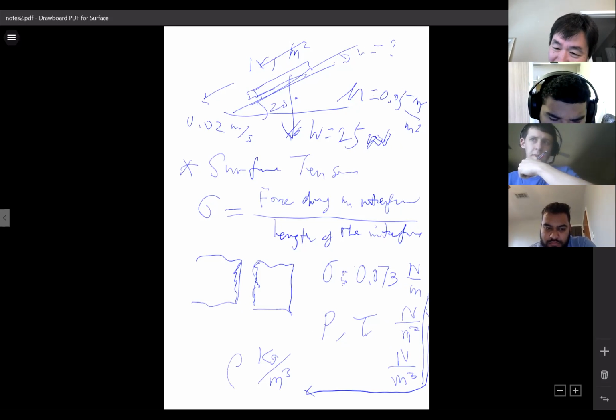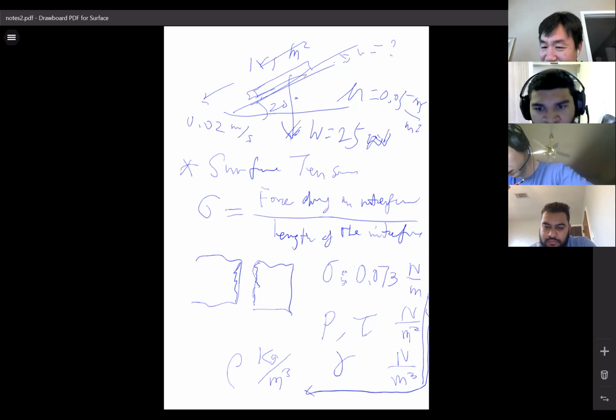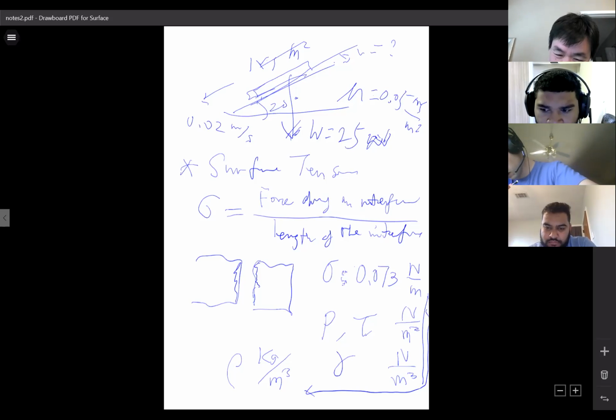That's what we learned this semester. We use this to represent the fluid property gamma, which is rho g. It's the specific weight. Yes, it is specific weight. So remember those all together. These are related also.